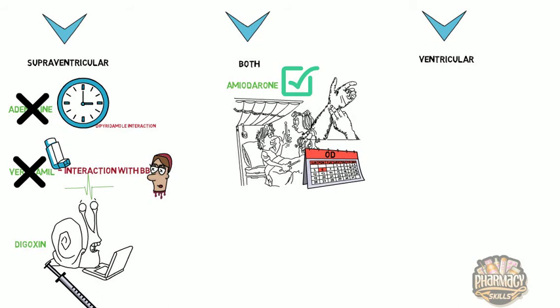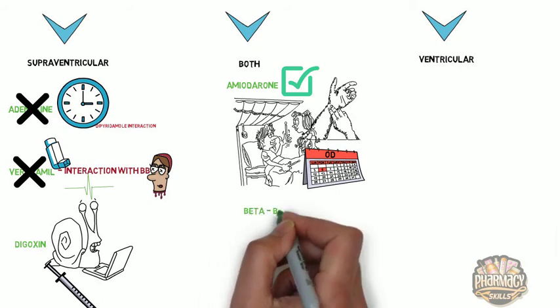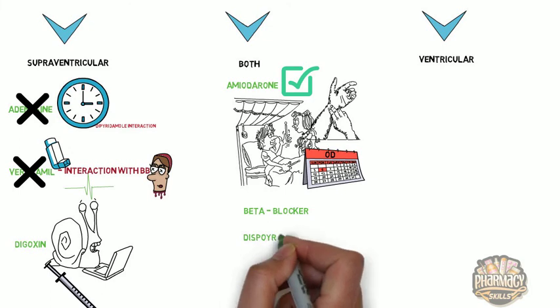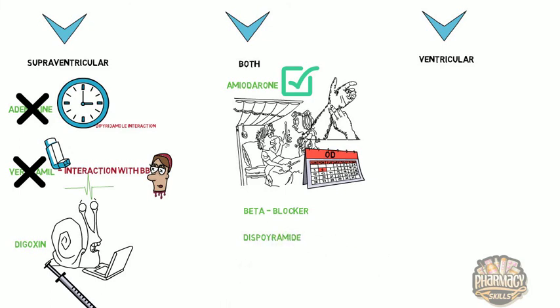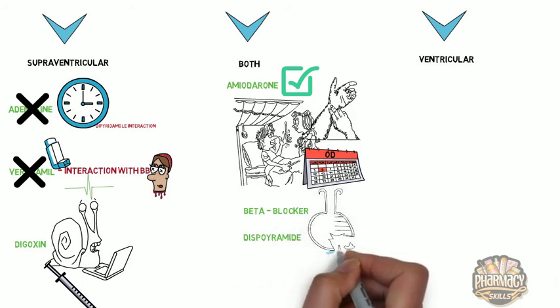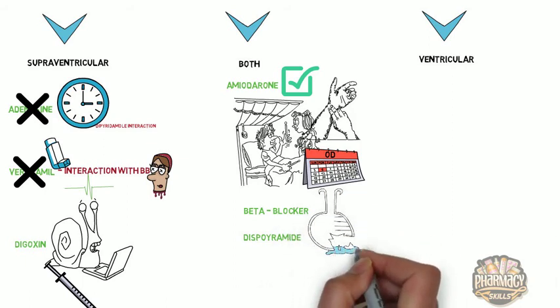Beta blockers can be used in both arrhythmia types as well. They act by reducing the effects of the sympathetic nervous system. The next drug is disopyramide, which is another drug that can be given by IV to rapidly control arrhythmias after an MI. But it can reduce the contractility of the heart, so be careful. If given orally, disopyramide has antimuscarinic effects, which can limit its use in patients with glaucoma or prostatic hyperplasia.